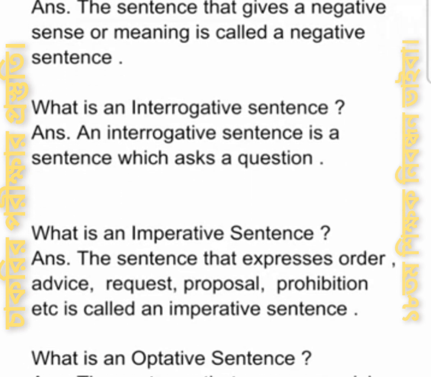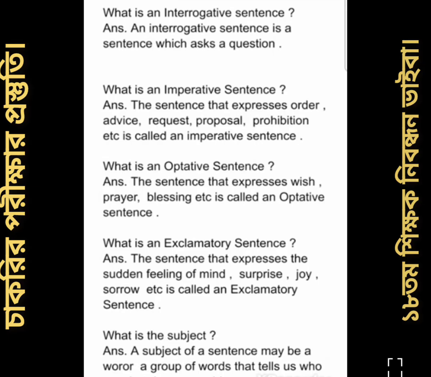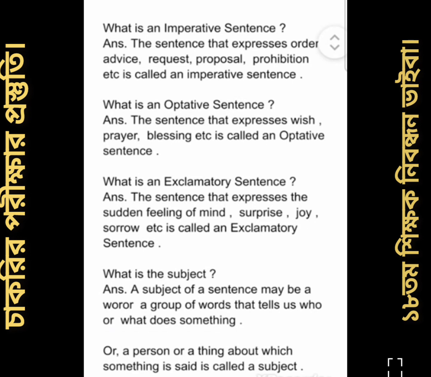What is an interrogative sentence? An interrogative sentence is a sentence which asks a question. What is an imperative sentence? The sentence that expresses order, advice, request, proposal, prohibition, etc. are called imperative sentence. What is an optative sentence?